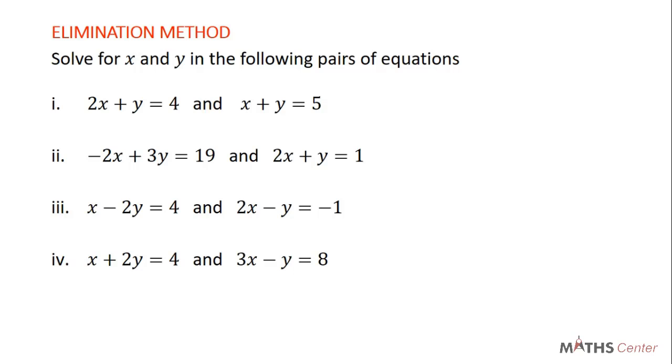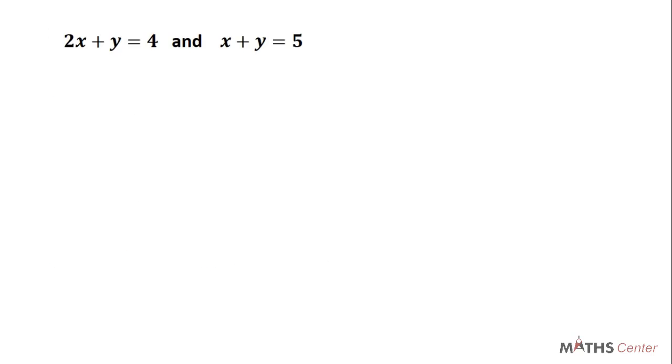The question tells us to solve for x and y in the following pairs of equations, and we have 4 pairs of equations. We will solve the first one in this video, then we will solve the others in the subsequent videos. So let's consider the first pair of equations. We have 2x plus y is equal to 4 and x plus y is equal to 5. In the previous video, we explained why we need two equations to solve for x and y.